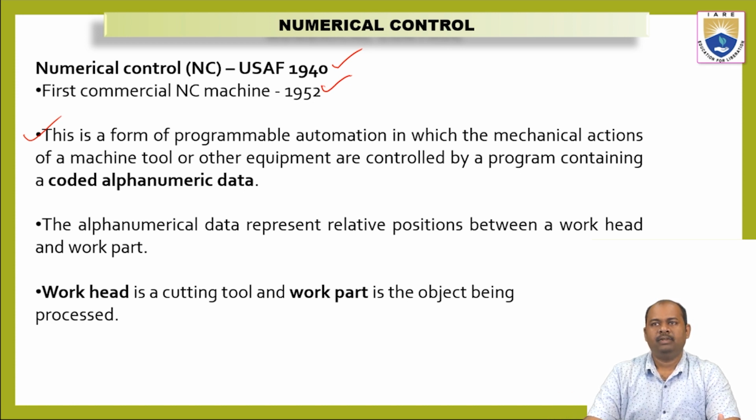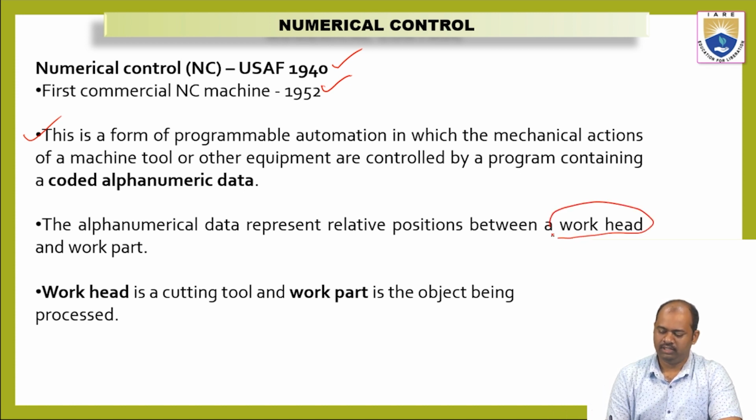So when we want to operate a machine tool, we need some coded program in order to make the machine move from one place to another, or make the machine work, or decide when the machine has to start and when it has to stop. All these things are coded in alphanumeric data, which is given as a program. The alphanumeric data represents relative positions between work head and work part. Before understanding this point, we should know what work head and work part are.